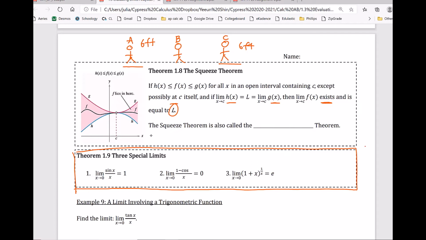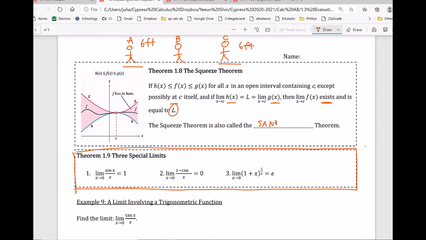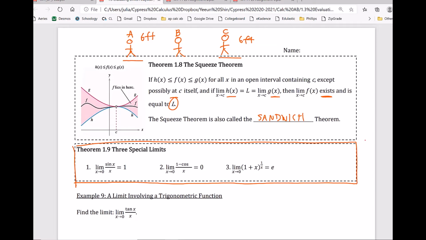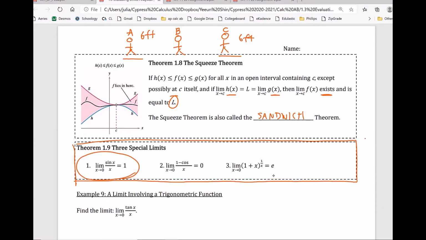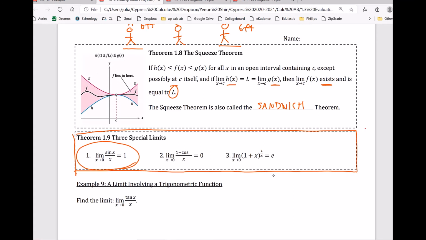So maybe the informal nickname for the squeeze theorem better represents this idea: the squeeze theorem is also called the sandwich theorem. Yum, yum. Hope you're not hungry. Now I'm going to take you through proving theorem number 1. I hope you can see how you can also derive theorems 2 and 3. It's not necessary for you to know the proof, but we do need to see an illustration of the squeeze theorem, and that will hopefully be helpful as you use these limits later on.